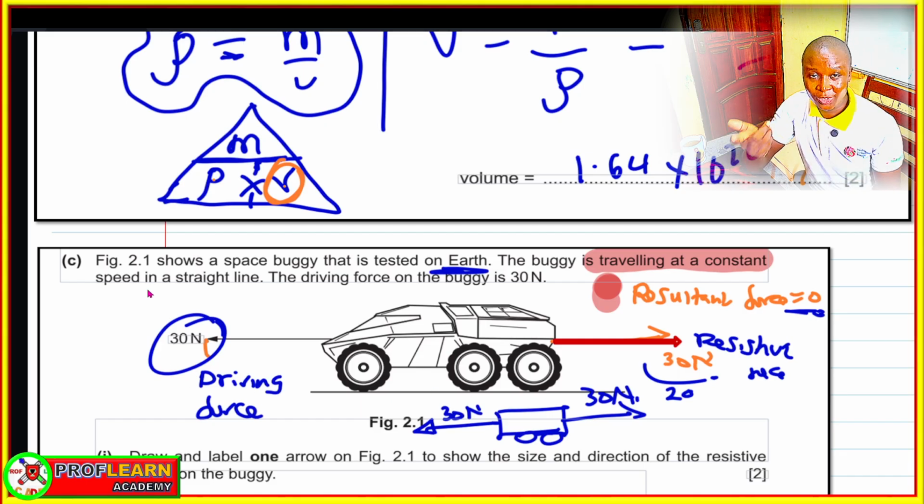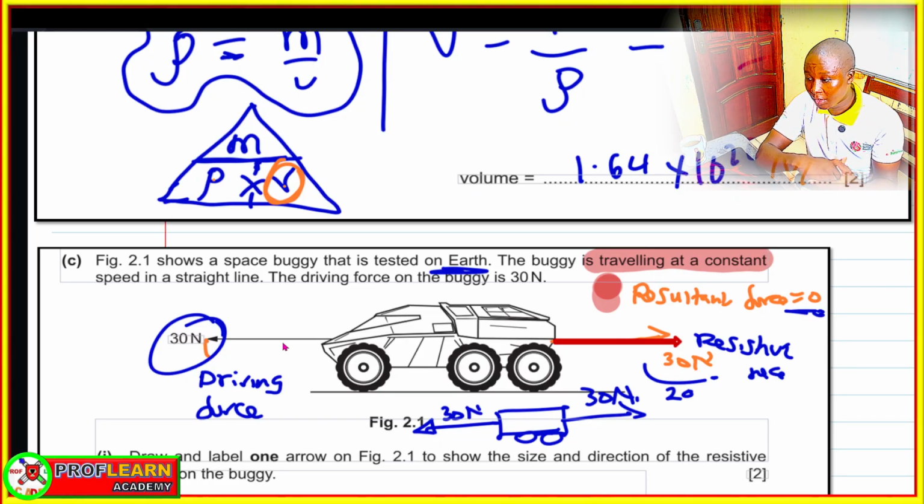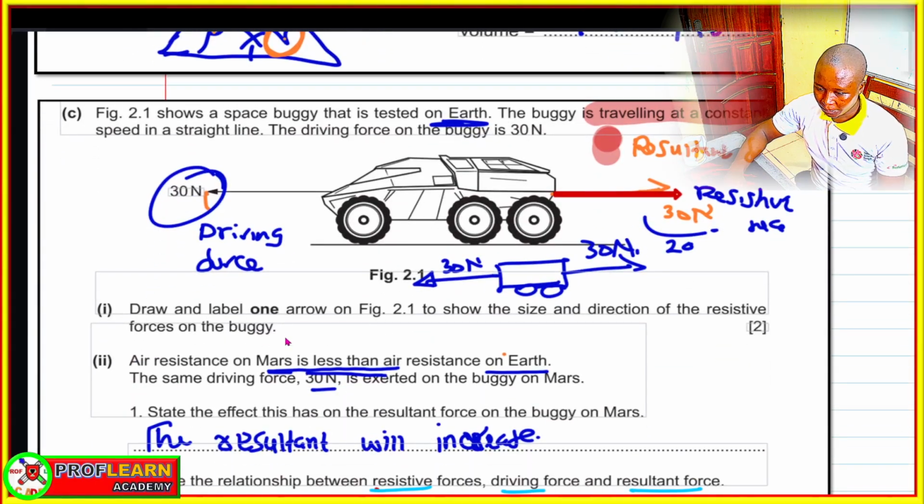So if it's moving at a constant speed, it means the resultant force is 0, meaning the forward force is equal to the backward force. So when you are to draw this arrow behind here, you have to ensure that it's acting backwards and it's of the same length as this, so that the forces are balanced. And when the forces are balanced, acting in the opposite direction, it means the resultant force is going to be what? Is going to be 0. And then that object is going to move at a constant speed or constant velocity.